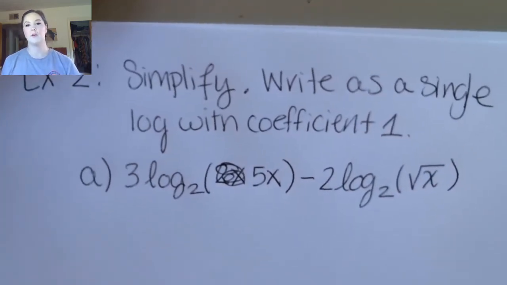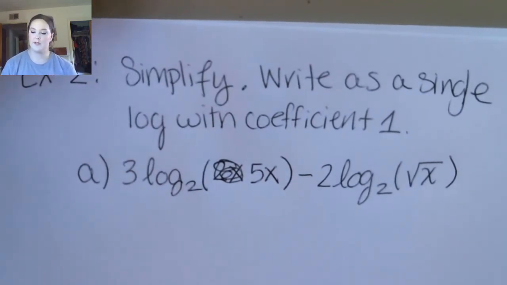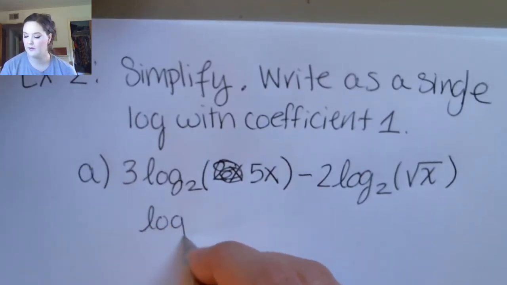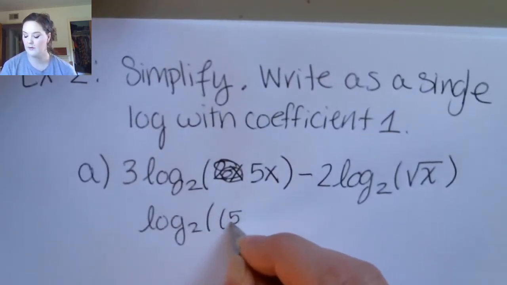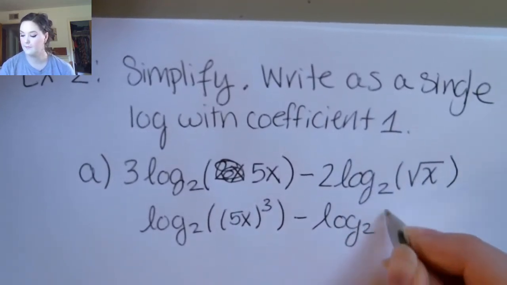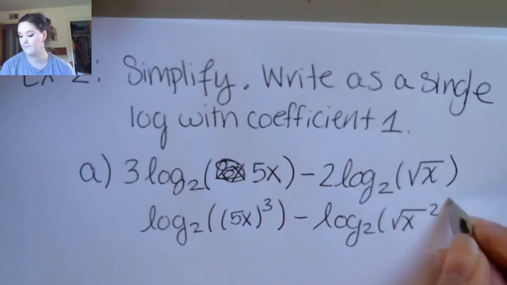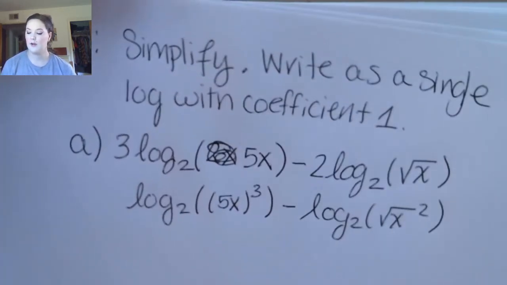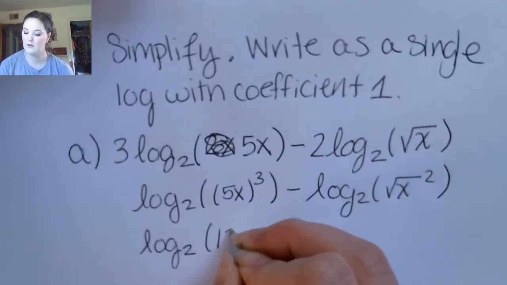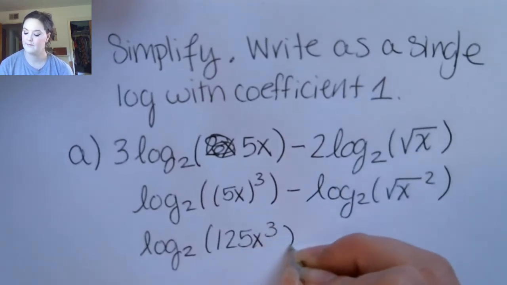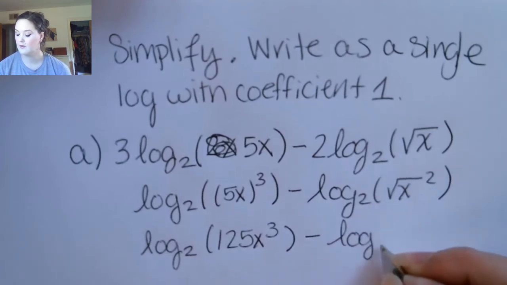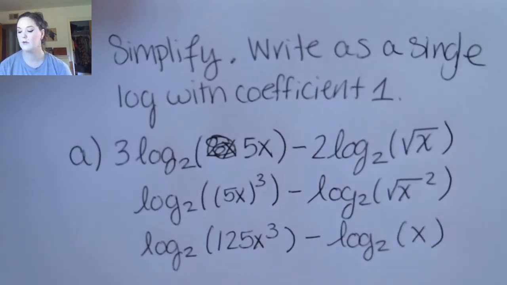Okay, so the first thing you want to do when you're doing these is put the coefficients as an exponent. So we're going to do that for both of these. Okay, now 5x cubed is 125x cubed. Okay, and then here we're going to have just x.